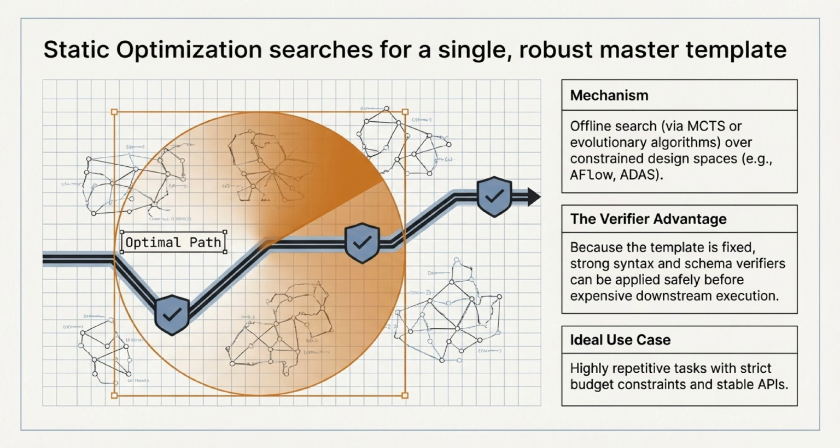Let's look at the static side. Static optimization searches for a single, robust master template offline. The biggest advantage here is verifiability. Because the template is fixed, strong syntax and schema verifiers can be applied safely before you spend money on expensive downstream execution. This approach is ideal for highly repetitive tasks that have strict budget constraints and stable APIs.